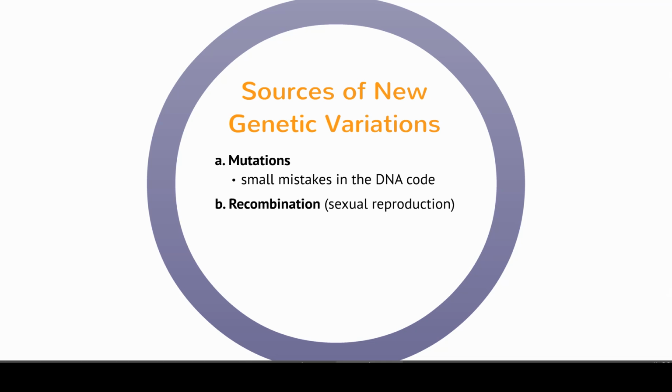Mutations certainly happen, but recombination, sexual reproduction, is where most of the variation in populations comes from. And this is the sperm and the egg putting existing gene varieties into new combinations. So mom has a set of genes, dad has a set of genes, and they come together in a new combination that hasn't ever existed before.